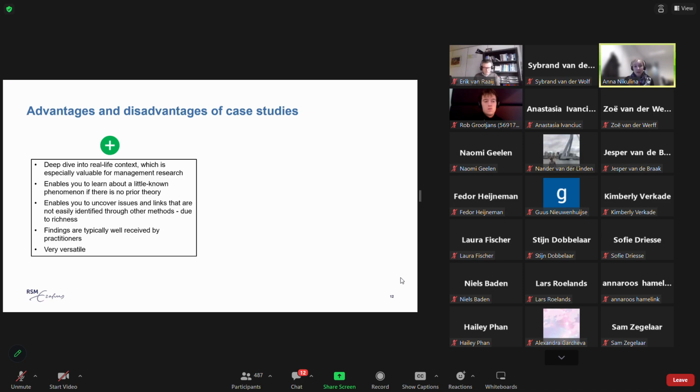The advantages is that you really have opportunity to deep dive into the context. And it's very valuable in management research because it doesn't exist in vacuum. So understanding not only what's happening, but what's around is really, really important. And case studies, because of the richness of data that you collect, allow you to do this.